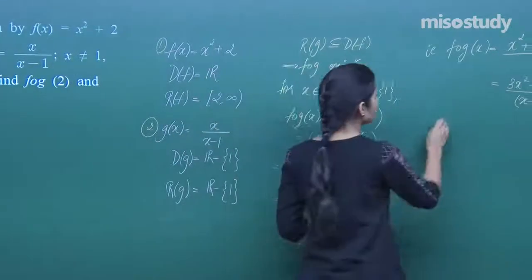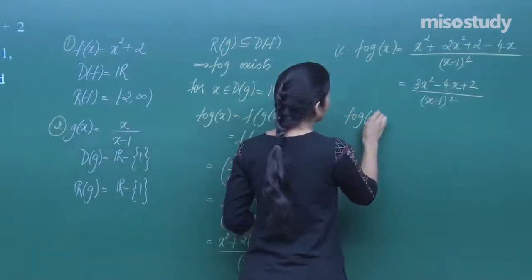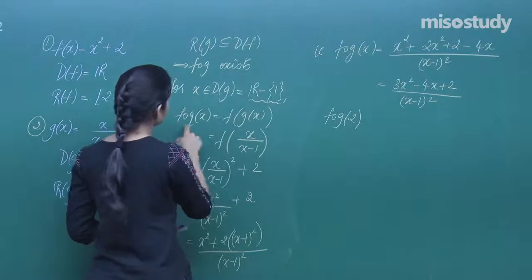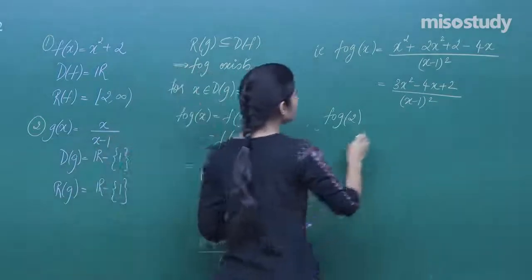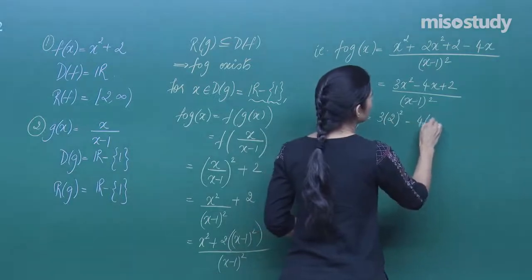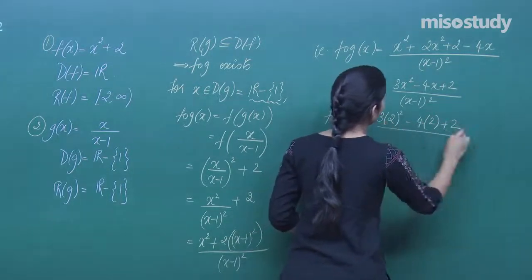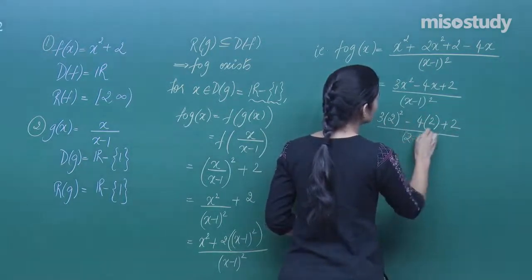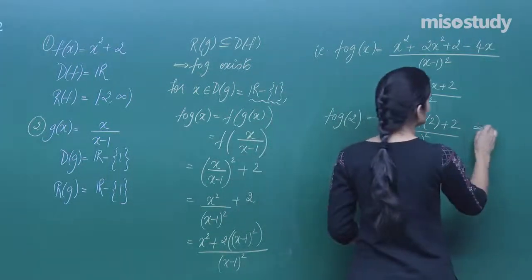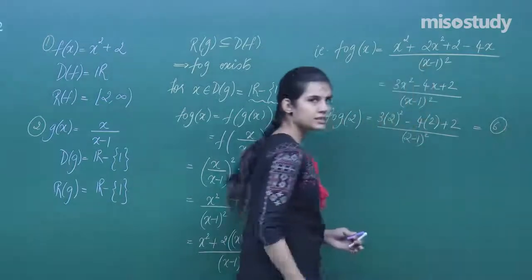So fog of 2 lies in this set, 2 lies in this set. So fog of 2, where 2 is coming from here, will be 3 into 2 square minus 4 into 2 plus 2 upon 2 minus 1 whole square. This is 12, 12 minus 8 is 4, 4 plus 2 is 6, 6 upon 1 is 6.